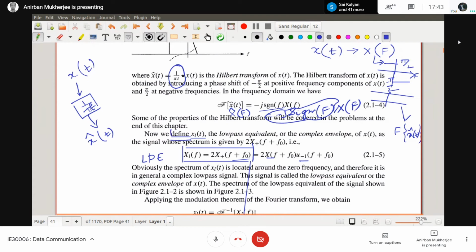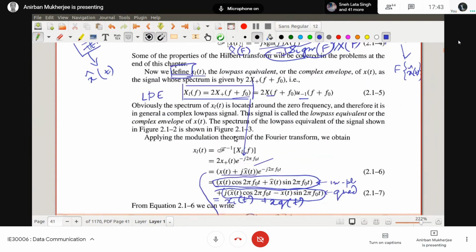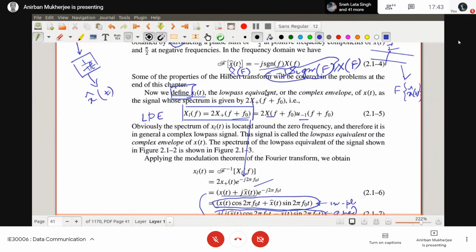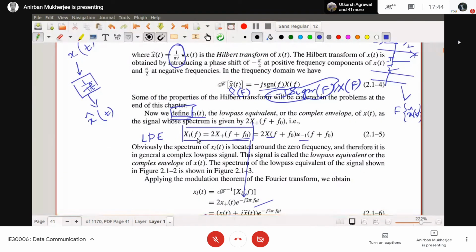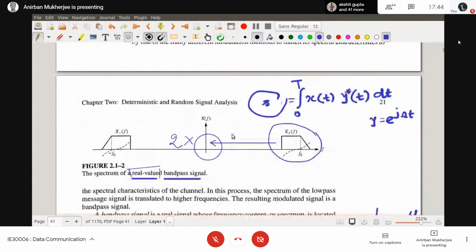That's why I gave you stress at that point of time. We define. Otherwise, it is lowpass equivalent. See the term, it is not just lowpass or something, it is lowpass equivalent. The definition of lowpass equivalent means basically, if you take the Fourier transform of the lowpass equivalent, you have to take the positive frequency component, take it to the origin, and multiply with 2. That I explained, that means you have to take it here, make it like this, then multiply with 2, that means like this.